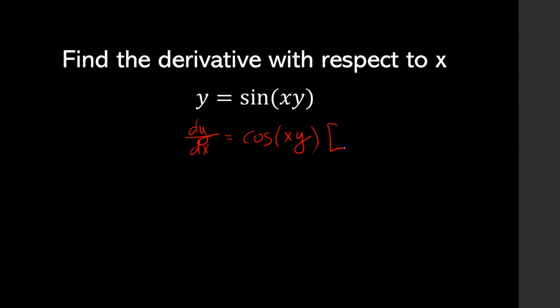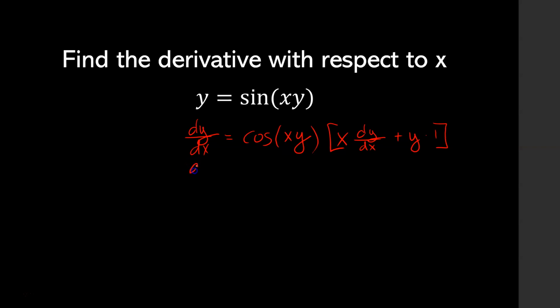Cosine of xy times the derivative of xy. And the derivative of a product of two functions is the first function times the derivative of the second function plus the second function times the derivative of the first.